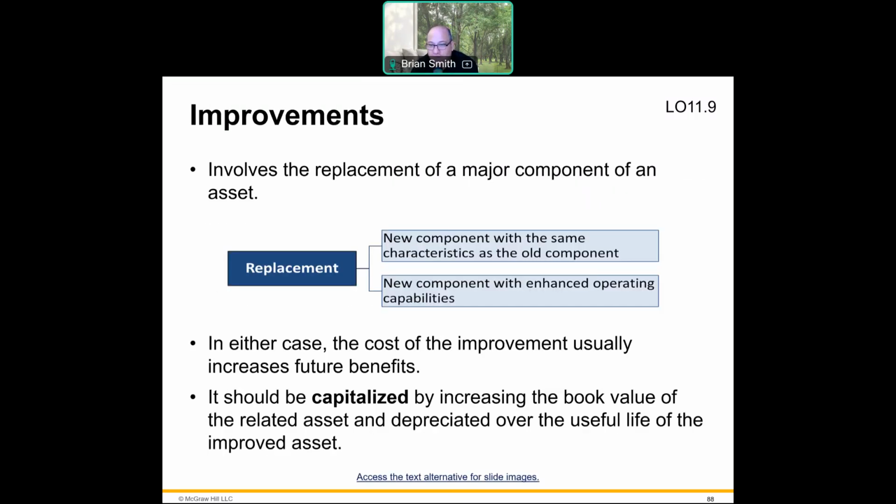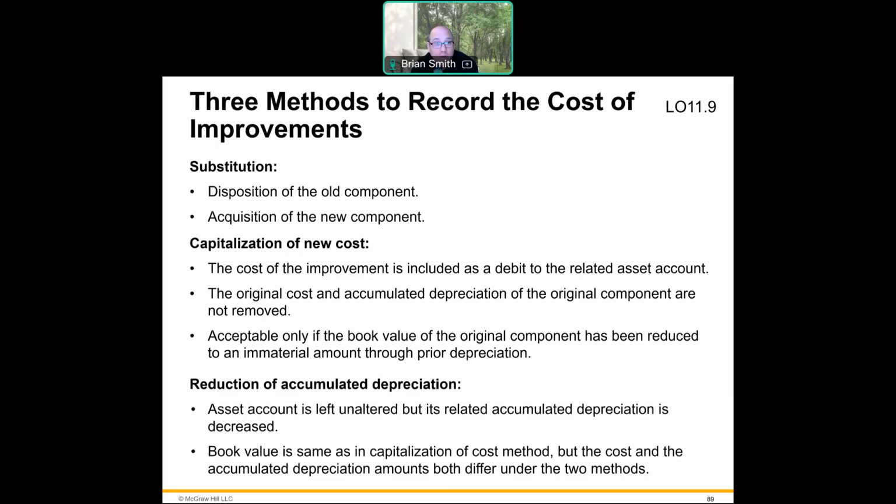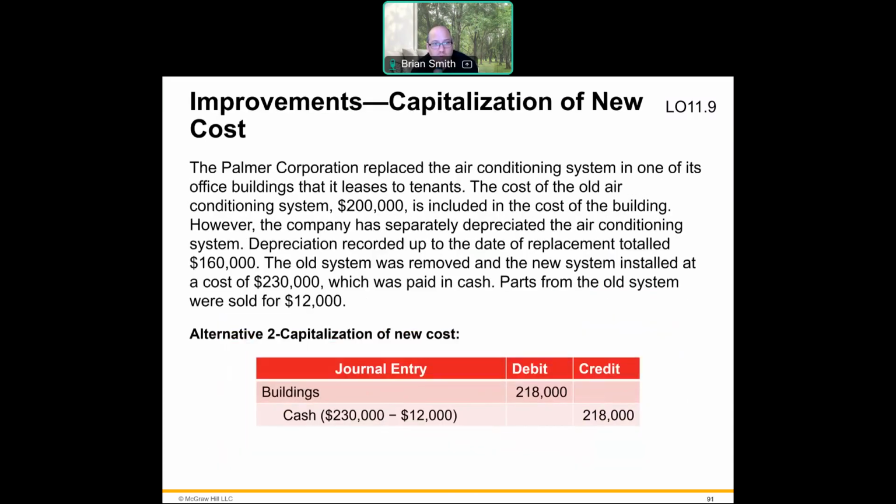Improvements are the same thing if they increase the useful life or the efficiency of the asset. There are three methods to record the cost of improvement: substitution, capitalization, and reduction of accumulated depreciation. Substitution: we're just basically substituting the improvement.